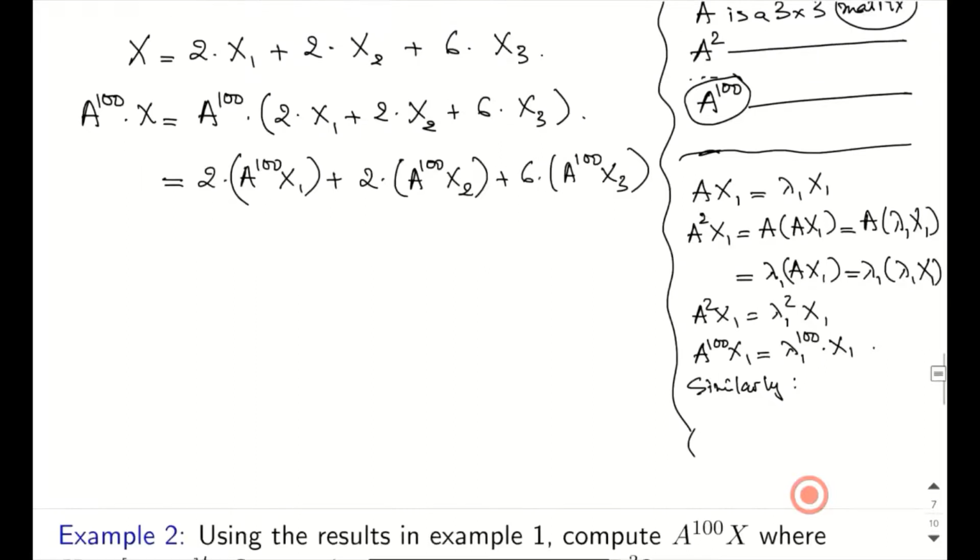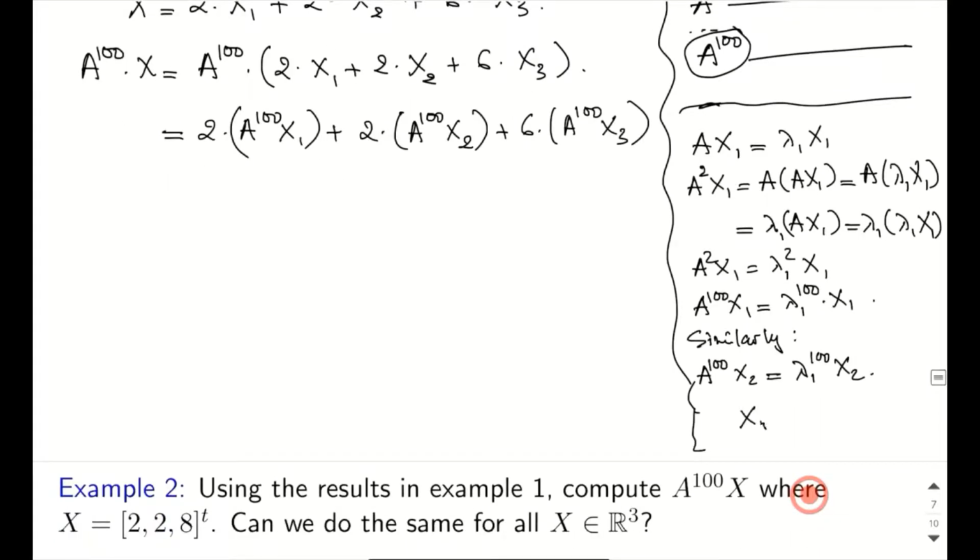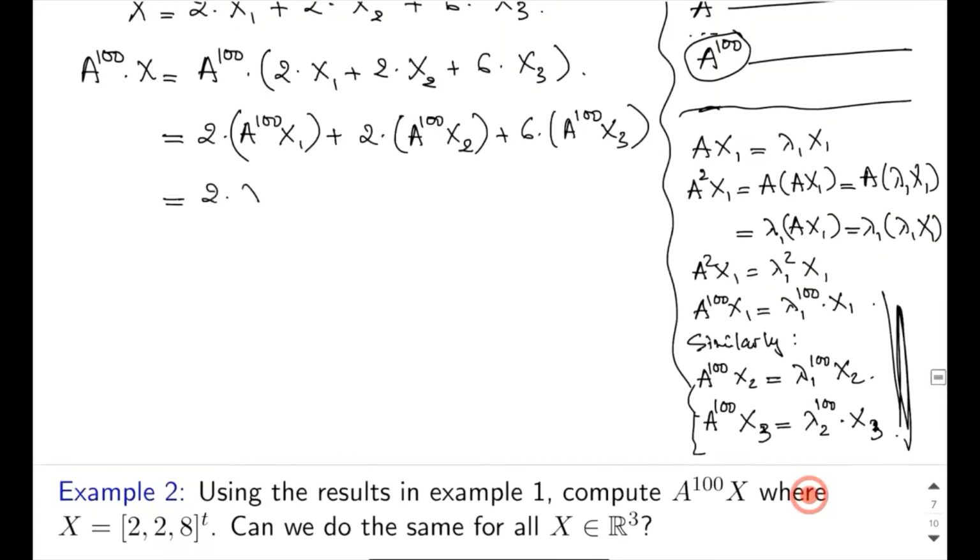And similarly, x2 is the eigenvector associated to lambda 1. So if you apply A 100 on x2, you are going to get lambda 1 to the power 100 times x2. Because x3 is the eigenvector associated to lambda 2, if you apply A 100 on x3, you're going to get lambda 2 to the power 100 times x3. Substitute this into this equation. We're going to get 2 times lambda 1 to the power 100 times x1, 2 times lambda 1 to the power 100 times x2, because x2 is the eigenvector associated to lambda 1, right?